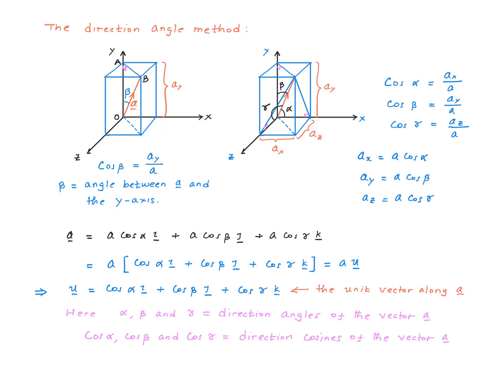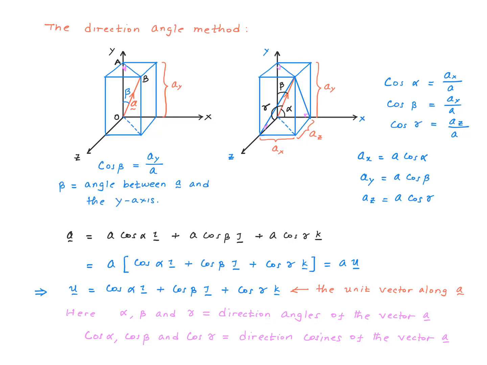So the angles alpha, beta, and gamma are the ones that are called the direction angles of the vector A. Cosine alpha, cosine beta, and cosine gamma are called the direction cosines of the vector A. We may not use this phrase direction cosine that much in this course, but in mechanics in general, it is used. Here in this course, we will use this description, direction angles.